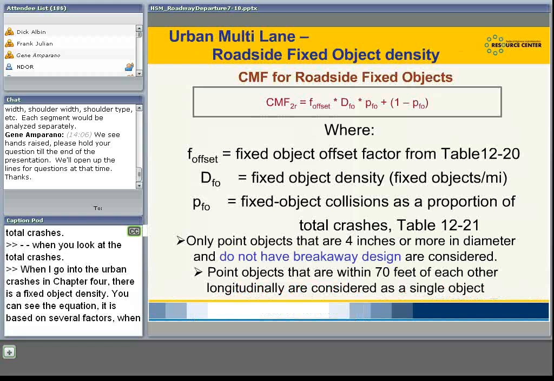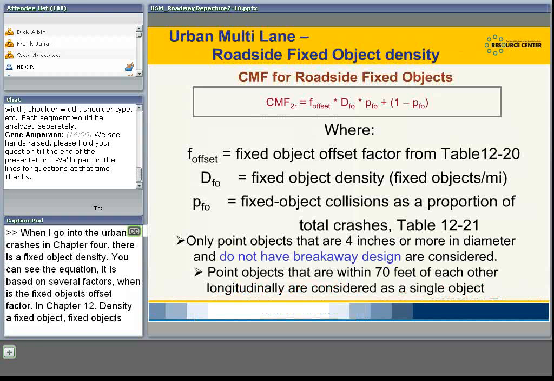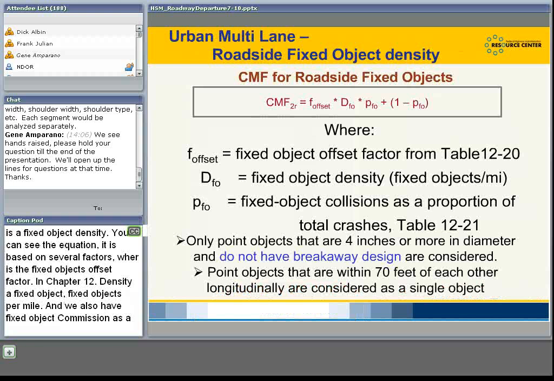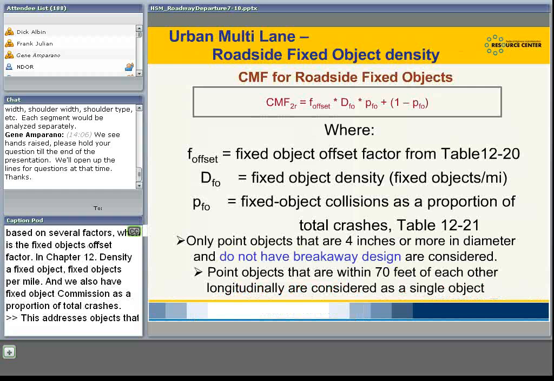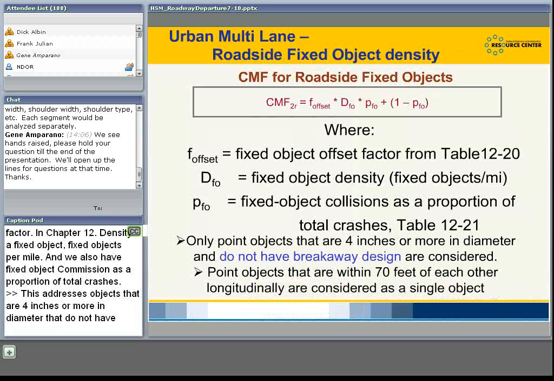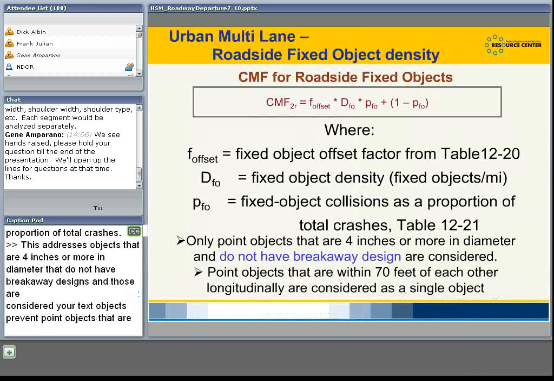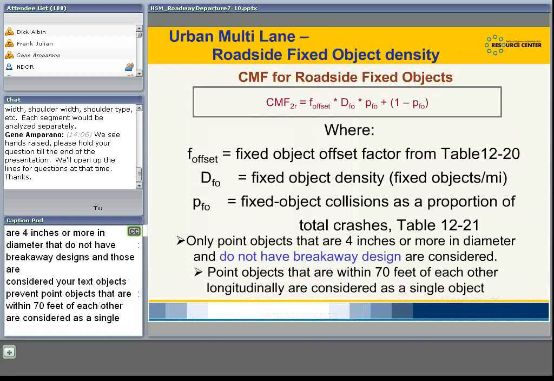Now when we go into the urban environment, in Chapter 12, there's a CMF for roadside fixed object density. And you can see the equation here. The equation is based on several factors. One is the fixed object offset factor that we'll look at in just a second. It's on the table in Chapter 12. There's the density of fixed objects, that's fixed objects per mile. Then we also have the fixed object collisions as a proportion of total crashes. And we'll look at that in a second.